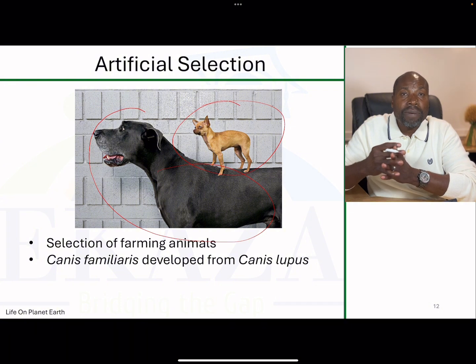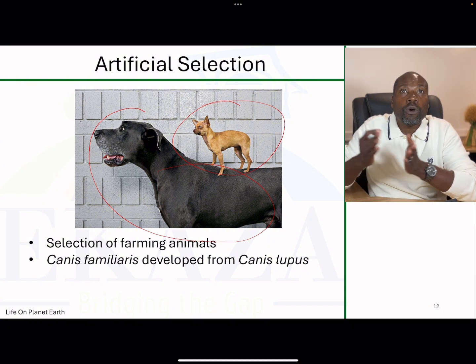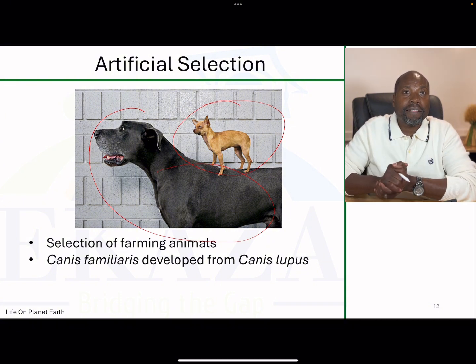There are actually many dogs that are produced artificially by artificial selection that will never be able to survive in the environment if left alone. If left on their own, they will not be able to survive in the environment. Why? Because they don't have the traits that are needed to withstand the competition that is in the environment.